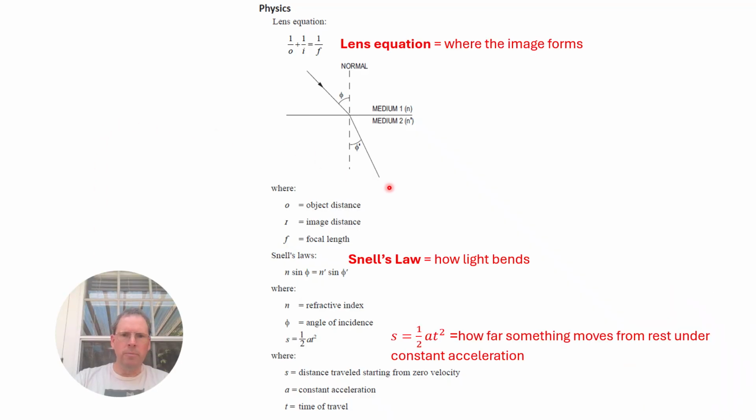So what these are, this first equation is the lens equation. It's where images form between two mediums. Then you got Snell's law, which defines how light bends. And you got this other equation here: distance traveled starting from zero velocity. It's how far something moves from rest under a constant acceleration. Let's take a look at this now.